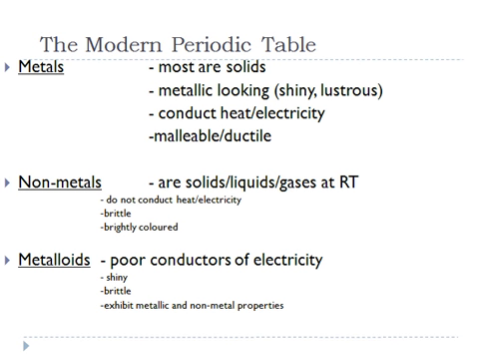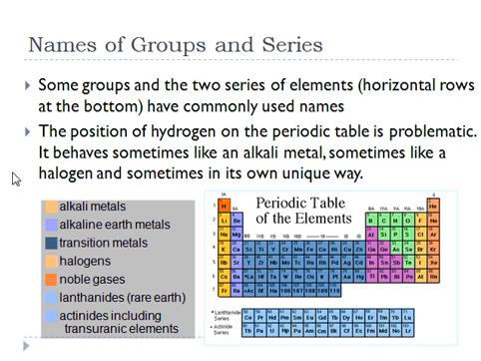Metalloids are those ones that are kind of like metals and kind of like nonmetals at the same time. They're usually poor conductors of electricity, but they can still be shiny. They're not super great at being bent, so they are brittle, and basically they exhibit metallic and nonmetal properties. So you need to know all of these groups on the periodic table and how it's organized.